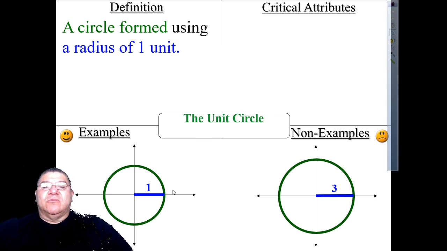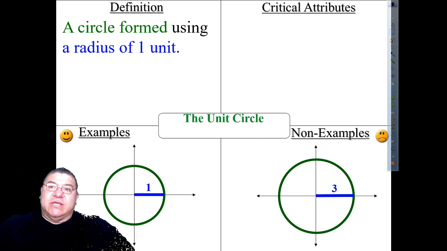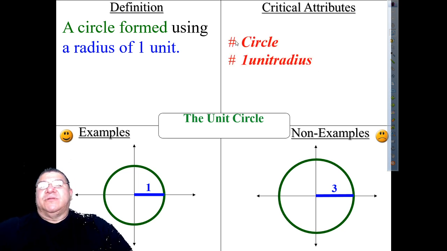A unit circle only has a radius of 1 unit. Alright, so hashtag here. What makes a unit circle a unit circle? Yes, a circle. What else? Yeah. I wrote hashtag circle, hashtag 1 unit radius.